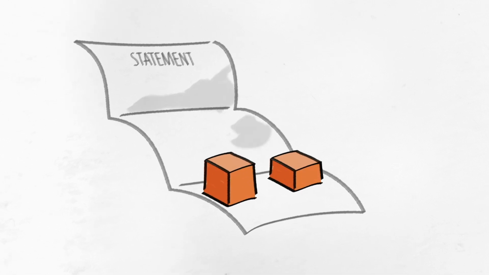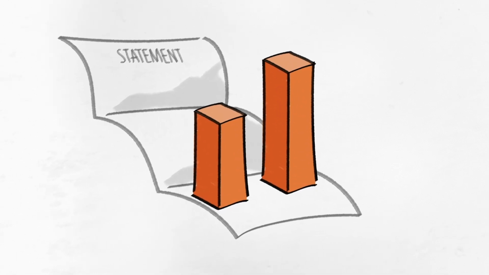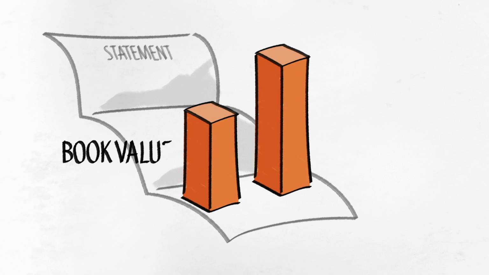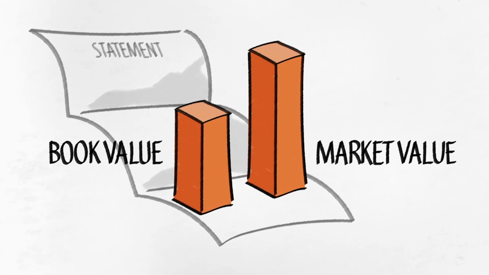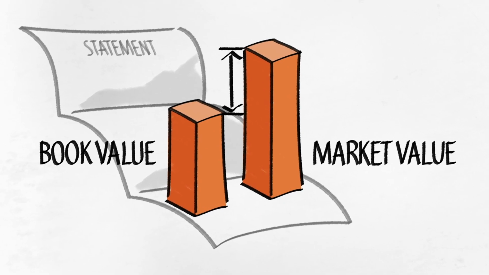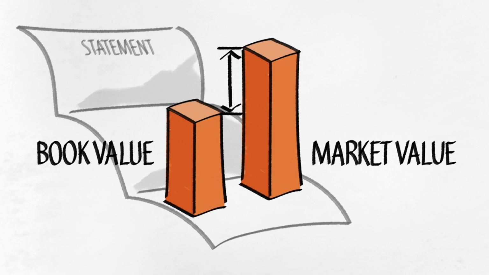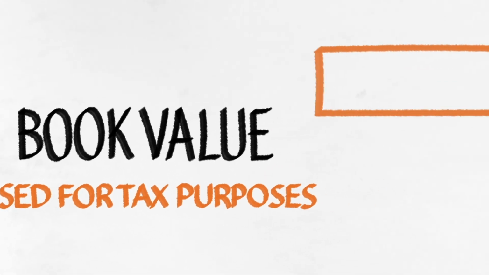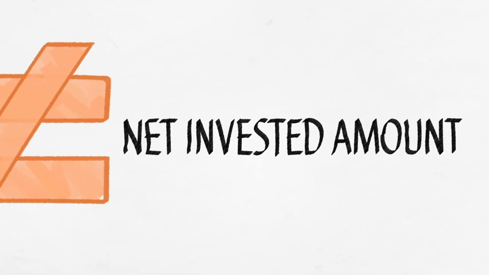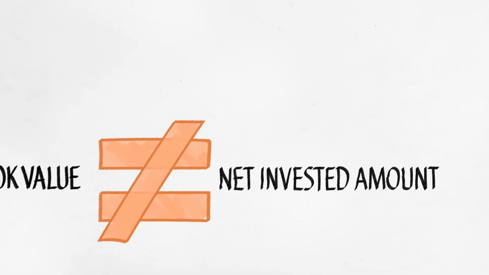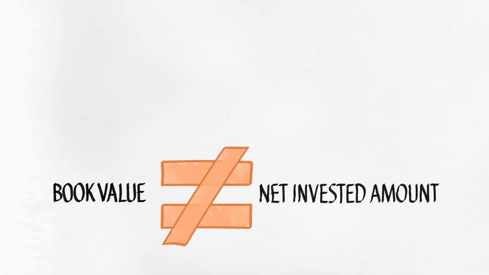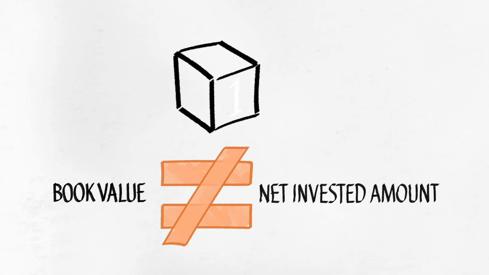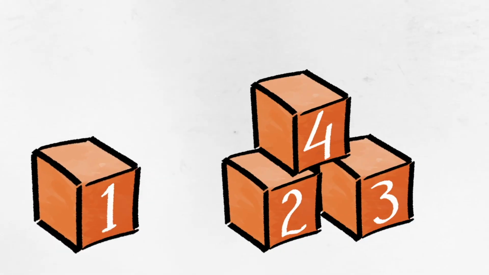When investors receive their account statement, they notice two things about their investment: book value and market value. They take the difference between the two and assume that's their return. Sounds logical, but this is not actually how much money you've made. Why not? Because book value's main use is for tax purposes and cannot be used to calculate your investment growth. Book value is not your net invested amount. Before we discover the right way to calculate the growth in your investment, let's go through some basics first.